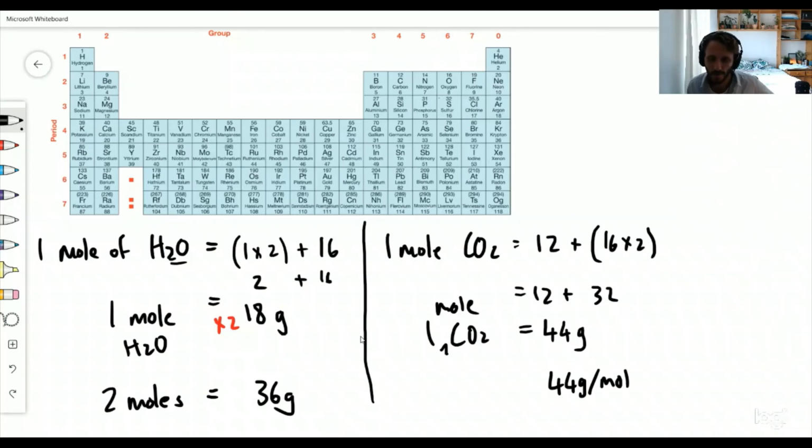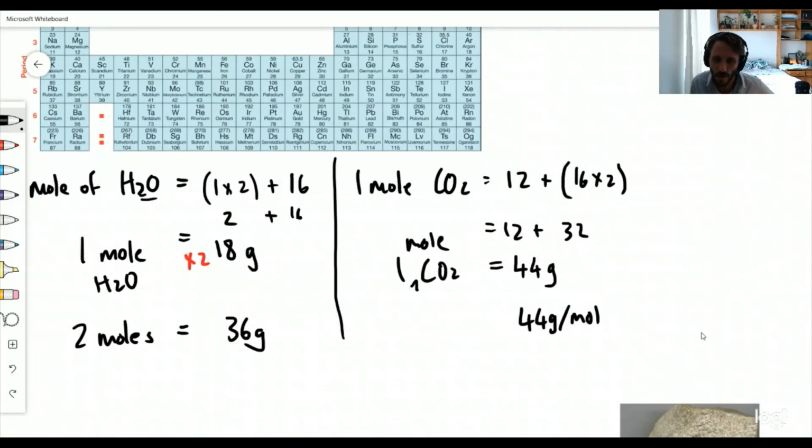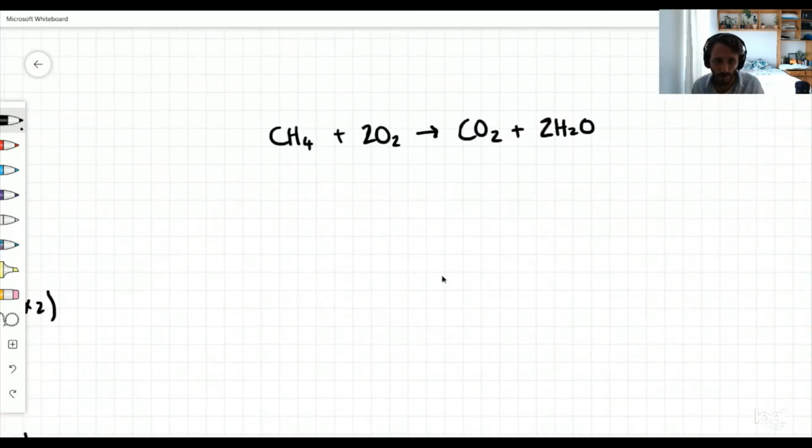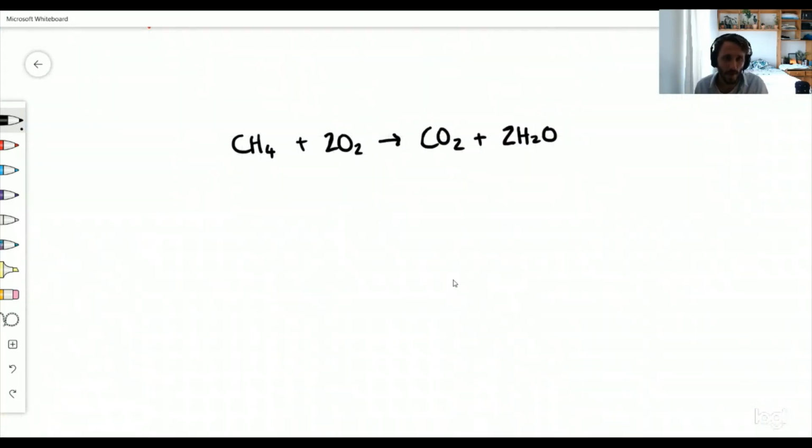Another way that chemists like to write this is 44 grams per mole. Another way to write per mole, mole to the minus 1, is the same as dividing by mole. So effectively what we've got here is just a simple equation and how to work out the grams when given the amount of moles. Don't forget that 1 mole of methane reacts with 2 moles of oxygen to produce 1 mole of carbon dioxide and 2 moles of water.